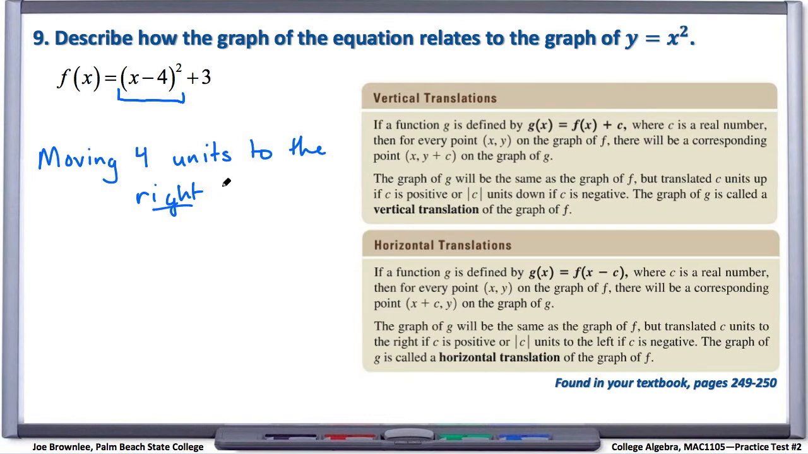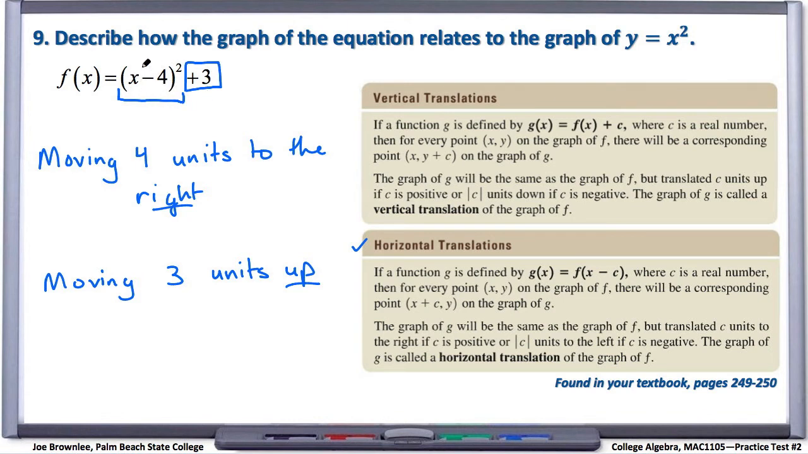All right. And now vertical translations are nice in the sense that they occur based upon the sign that we actually see. So vertical translations happen at the end of the function. And if you see a positive 3, like we have in this case, then we're going to be moving 3 units up. If we had a minus 3, we would say that this graph is moving 3 units down.